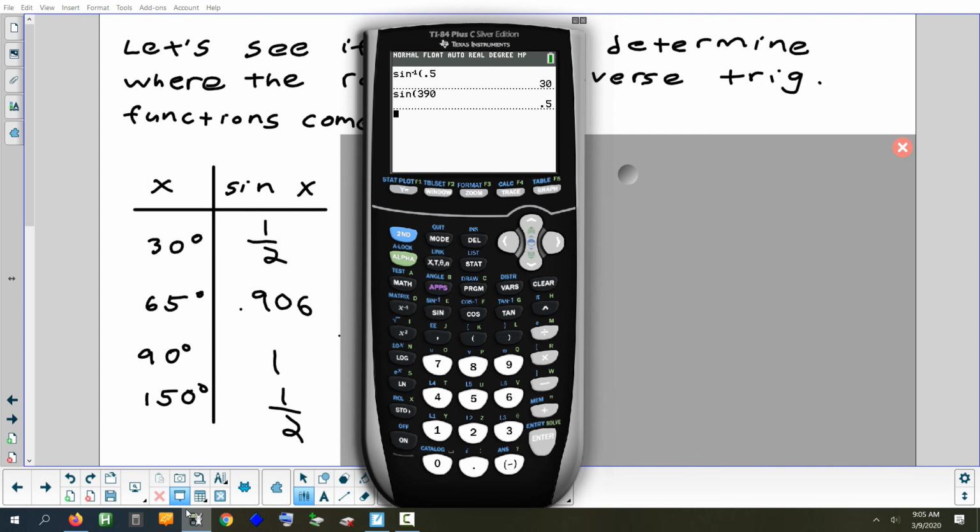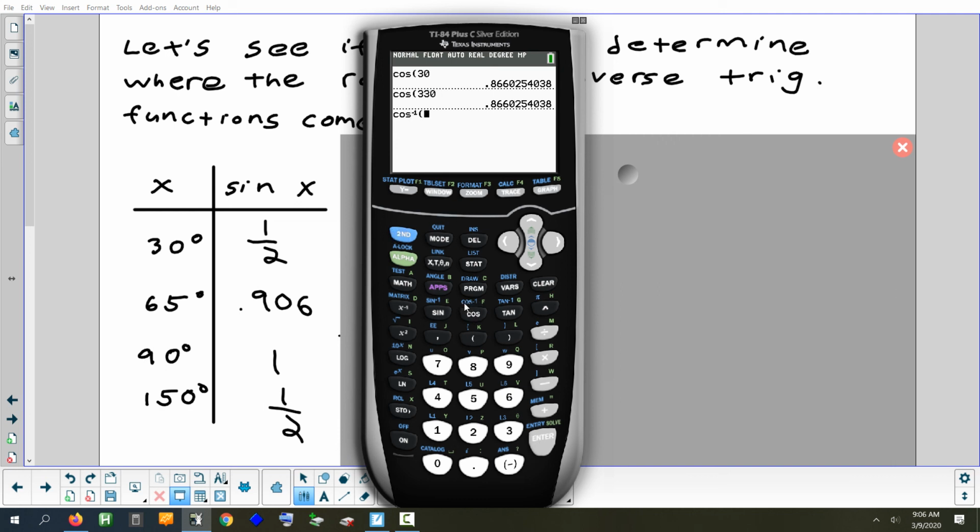So let me just do one cosine one. Let's stop doing half. Let's do the cosine of 30. You get the decimal 0.866. Now, I could also do the cosine of 330. I get exactly the same thing.